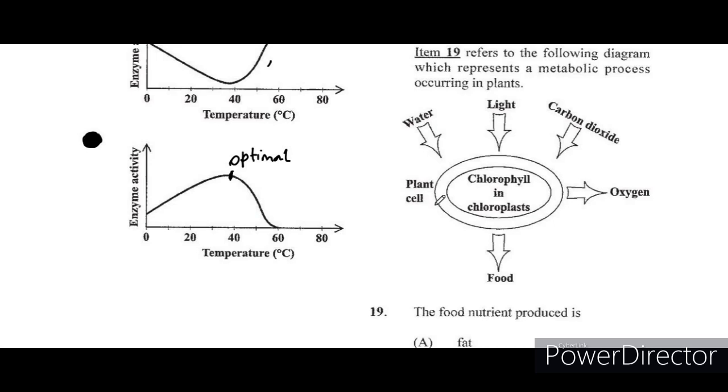Number 19 says, item 19 refers to the following diagram, which represents a metabolic process occurring in plants. Now, this metabolic process is photosynthesis. Yes, because it's chlorophyll in the chloroplast, and water is necessary, sunlight is necessary, and carbon dioxide is necessary in order to give us the products oxygen and food. And in this case, food is glucose.